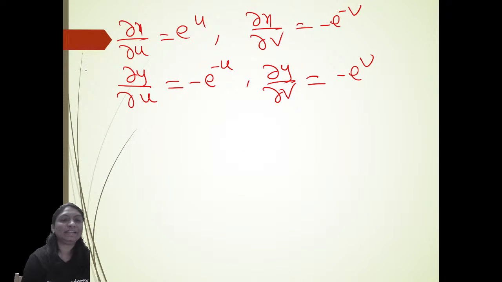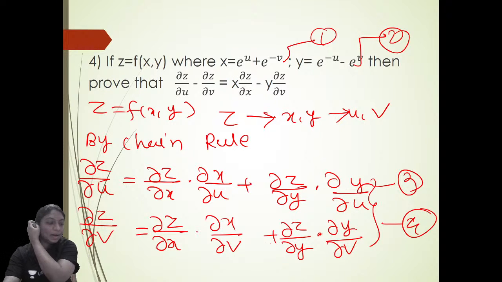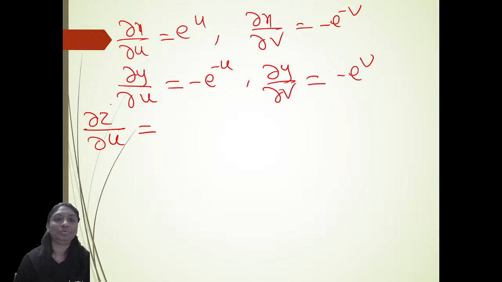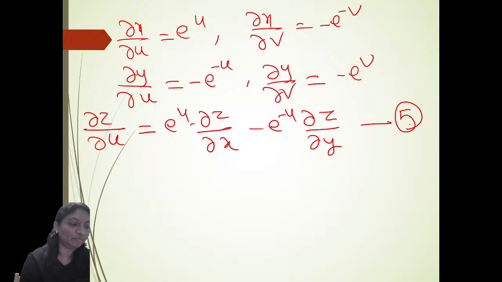So you will get ∂z/∂u = ∂z/∂x · ∂x/∂u. The value of ∂x/∂u is e^u. So e^u ∂z/∂x minus e^(-u) ∂z/∂y. Call this equation number 5.